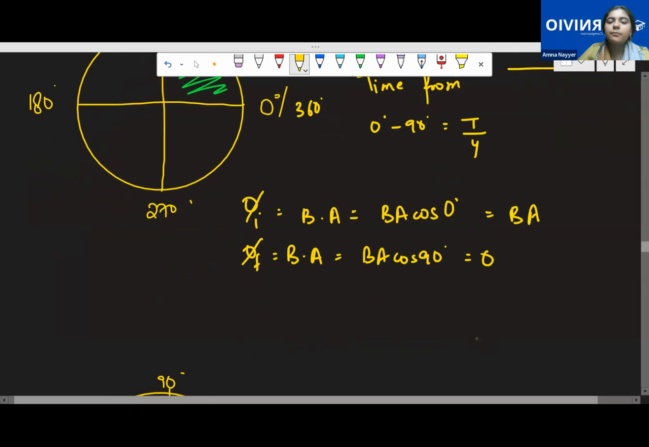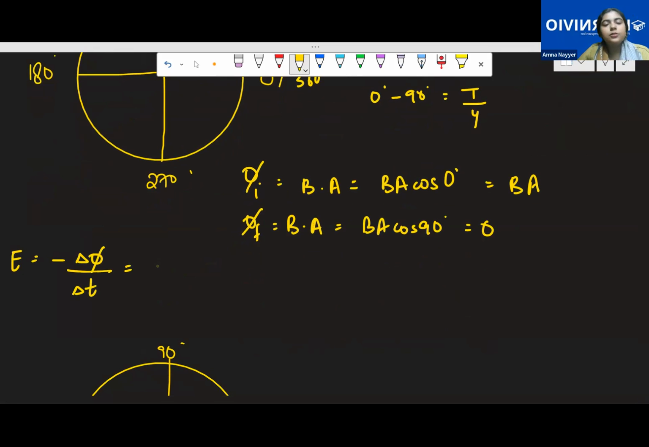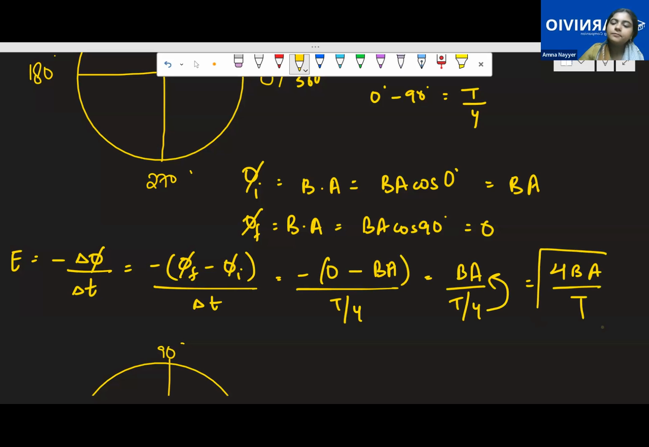Now let's implement this. E is equal to minus delta phi over delta t. This will be minus final flux minus initial flux divided by change in time. Final is 0 minus initial is BA divided by time is T by 4. So minus minus will become plus BA by T by 4. 4 goes up, this becomes 4BA divided by T. Tell me, is this clear to all?